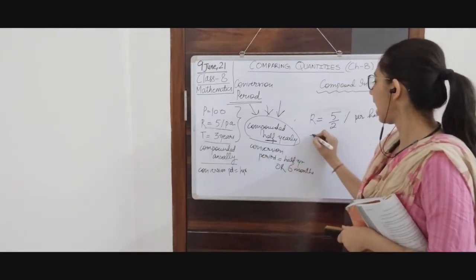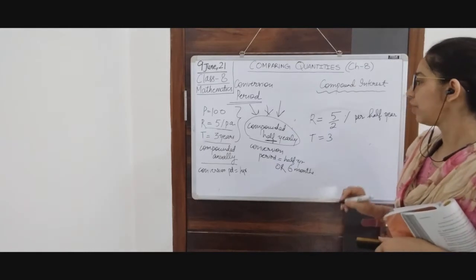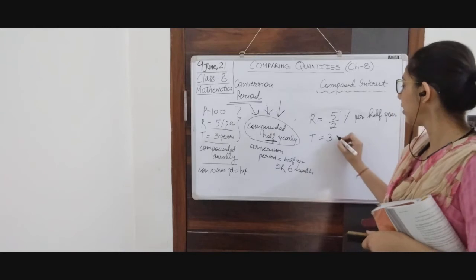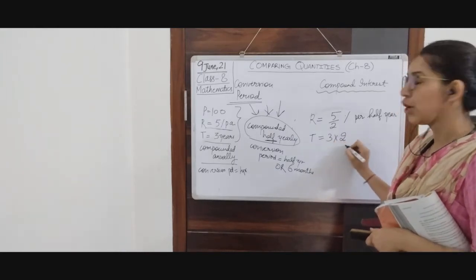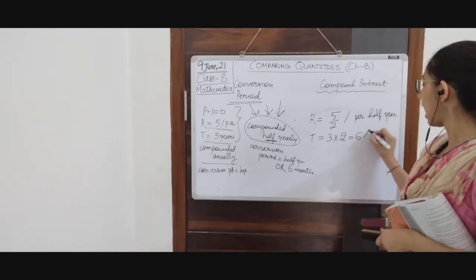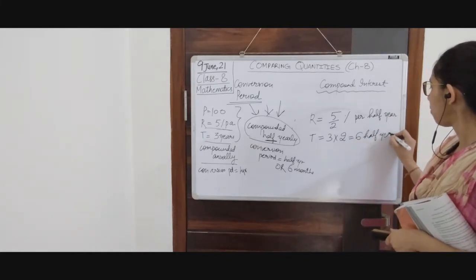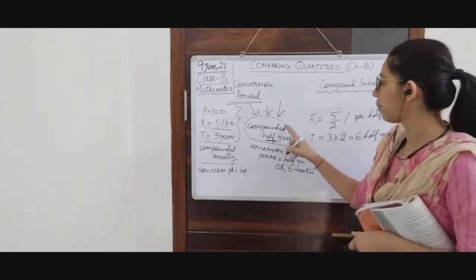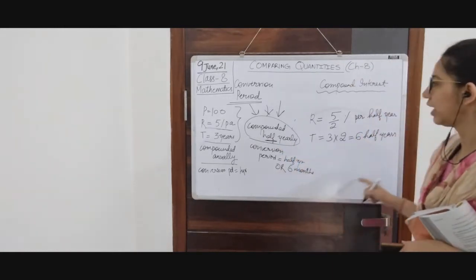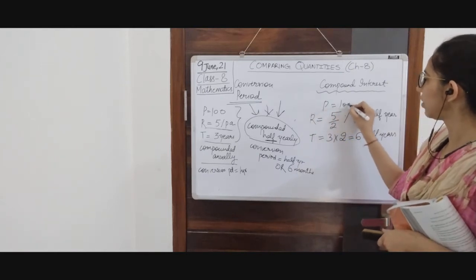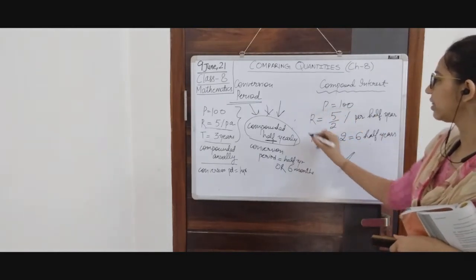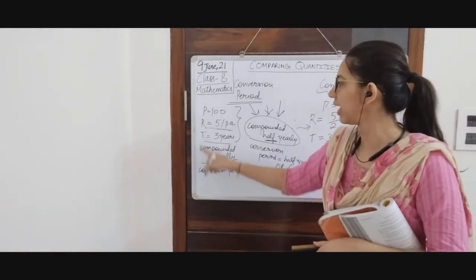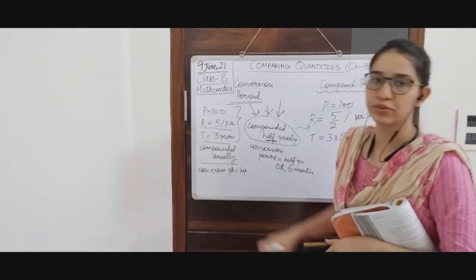Now time. We had time equal to 3 years. We have to convert these years into half years. 1 year is equal to 2 half years. It means we have to multiply by 2 to get 6 half years. Now we have our units R and T in half years, and we can proceed with these units. If we have to compound half yearly, we proceed with these units, and if we have to compound annually, we can proceed simply with the original units. Okay?